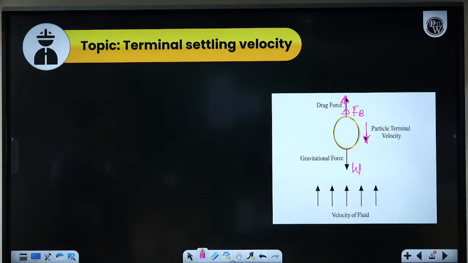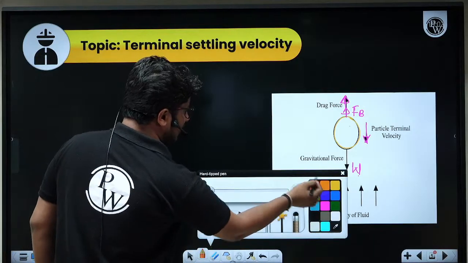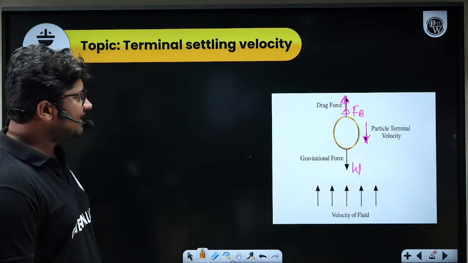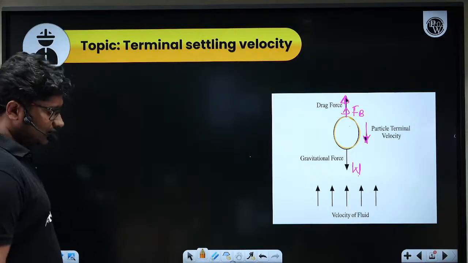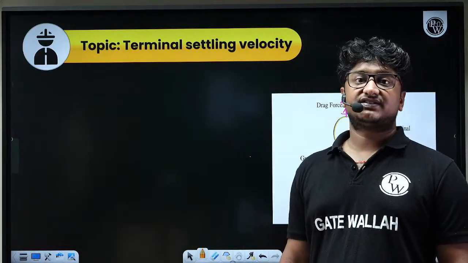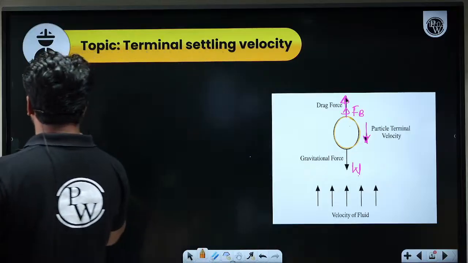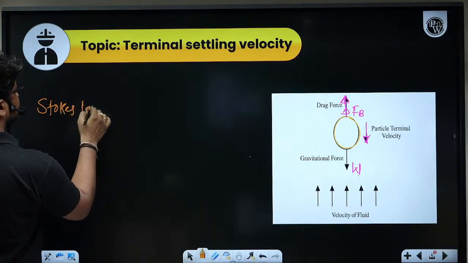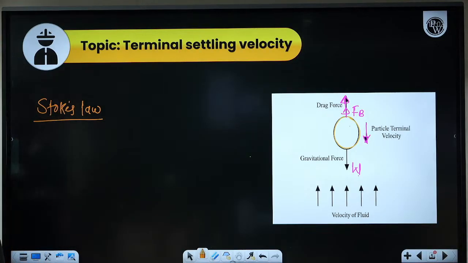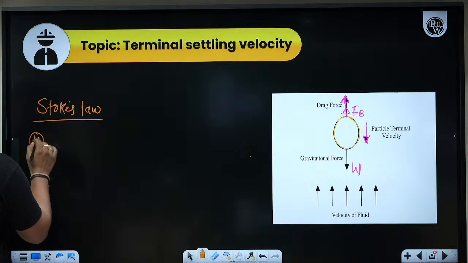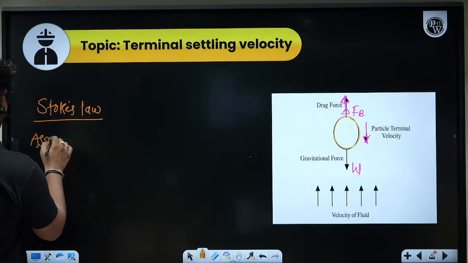Okay. Now, for our situation, where particles are settling in a plain sedimentation tank, for the terminal settling velocity we are following the Stokes law. In the Stokes law, Stokes has suggested two assumptions. So first write these two assumptions.